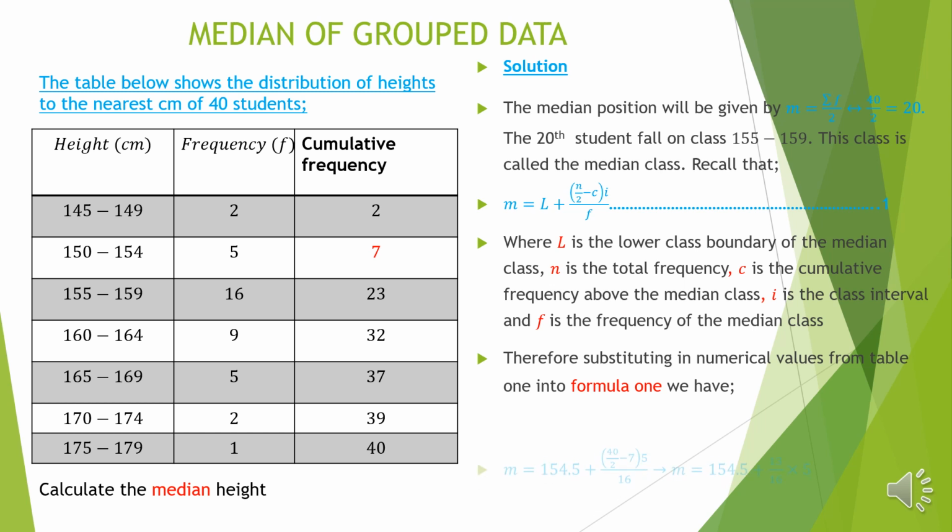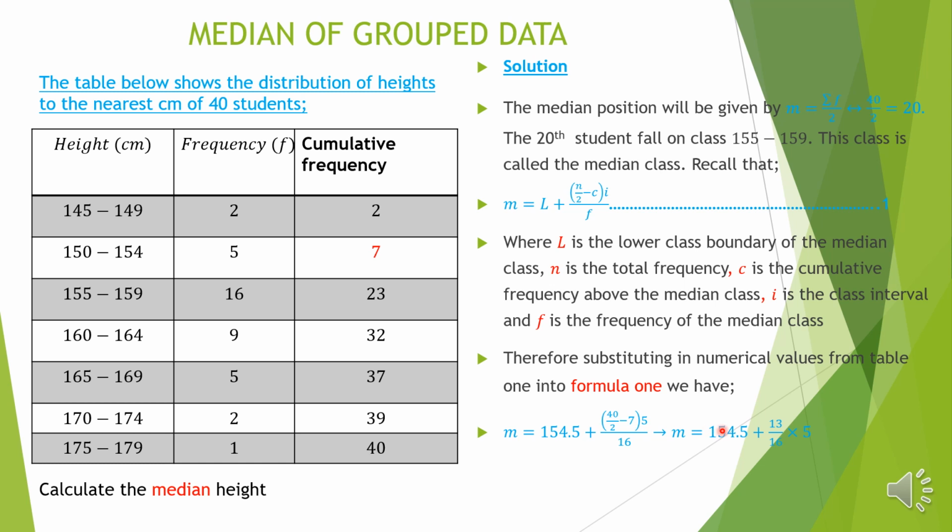For this case, realize that the lower limit, that is L, is 154.5, plus N, which is 40, over 2, minus C, which is the cumulative frequency above the median class. This is the median class here, and the cumulative frequency above the median class is 7. So we say minus 7, and then the class interval will be 159.5 minus 154.5, which we get as 5, over the frequency of the class, which is 16.